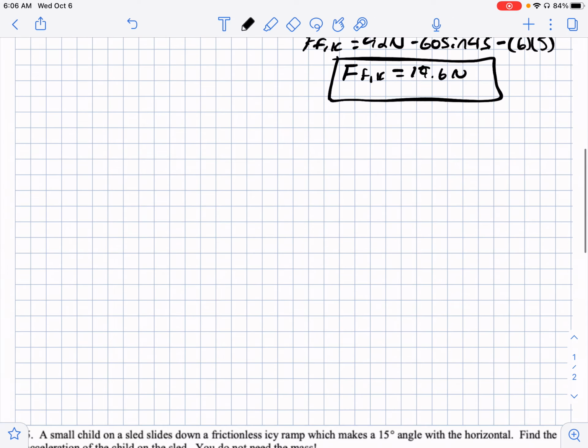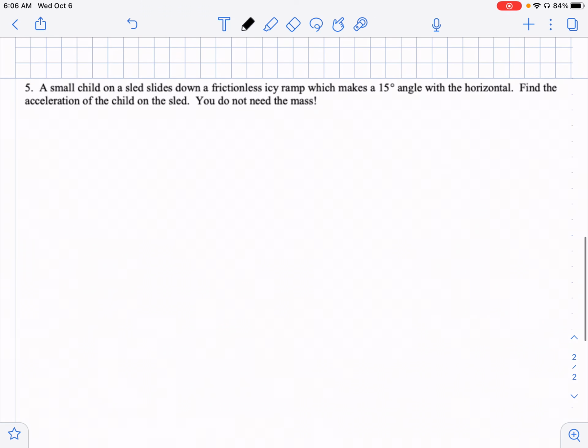Now let's go ahead and jump down to number 5. So we'll work this one together. This one says we have a small child on a sled and it slides down a frictionless, I'm going to underline that, icy ramp which makes a 15-degree angle with the horizontal. Find the acceleration of the child on the sled. You do not need the mass.